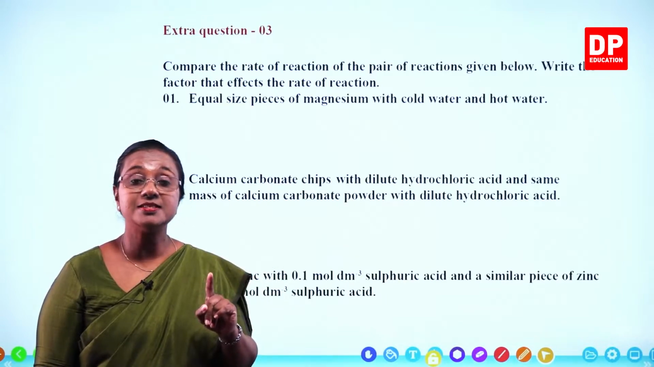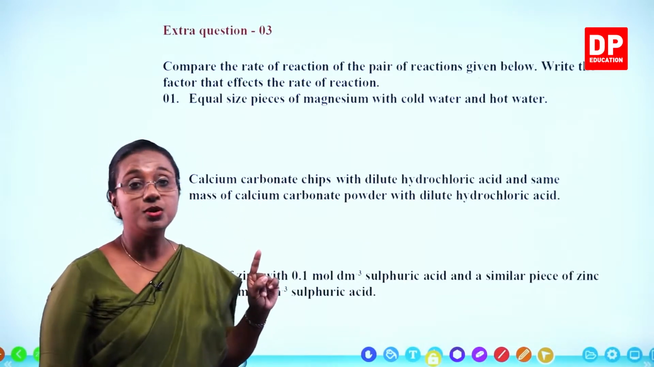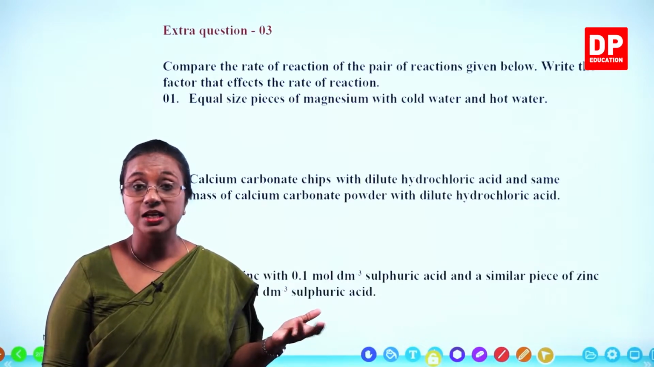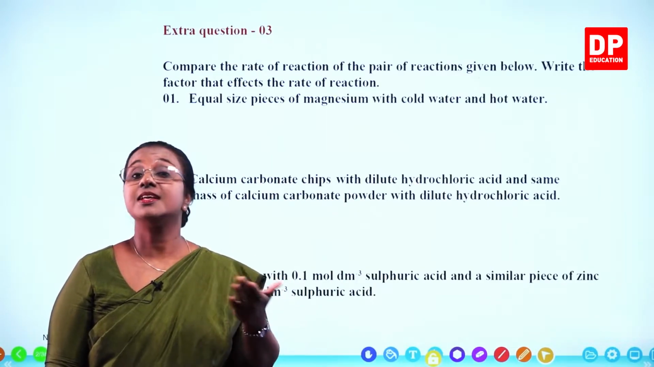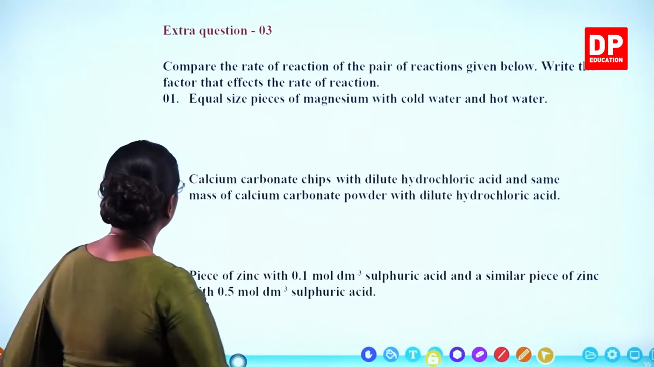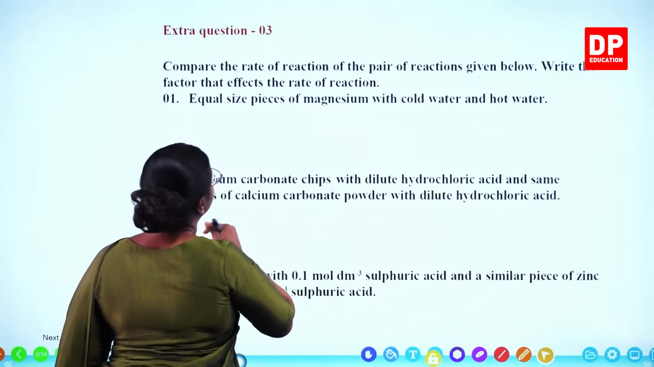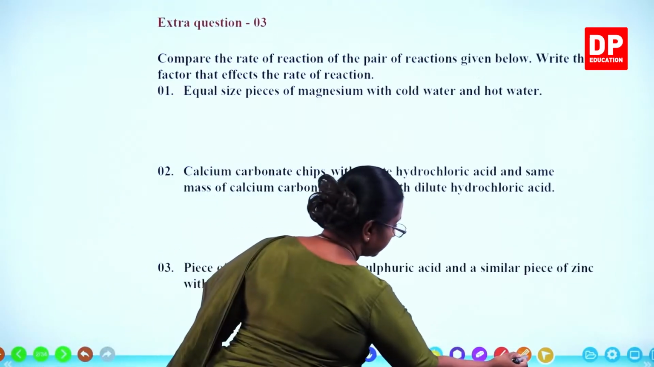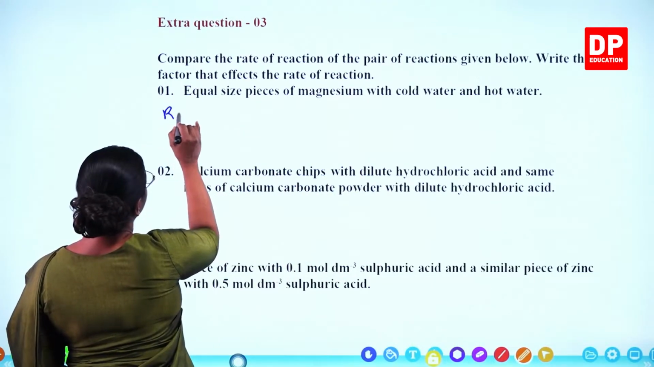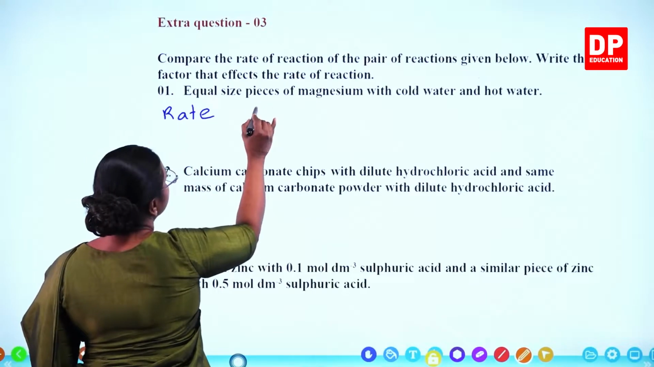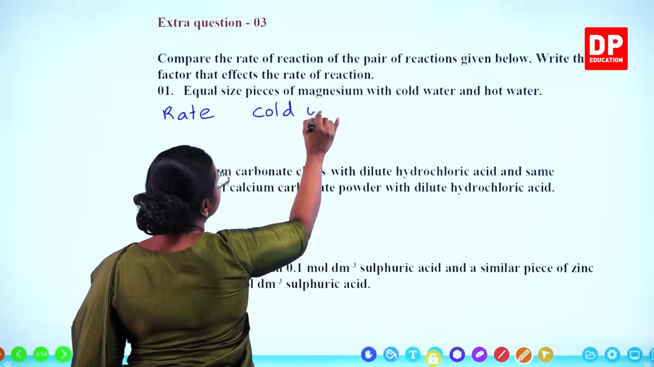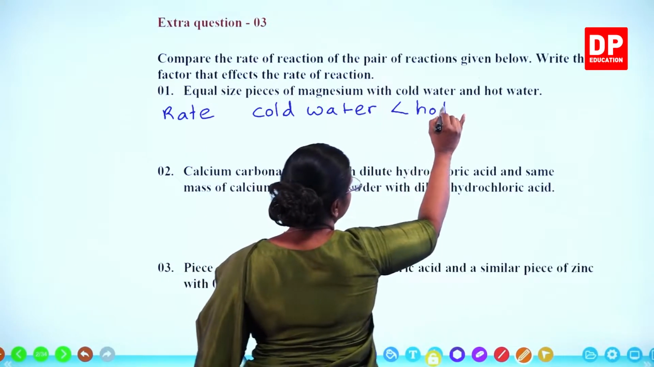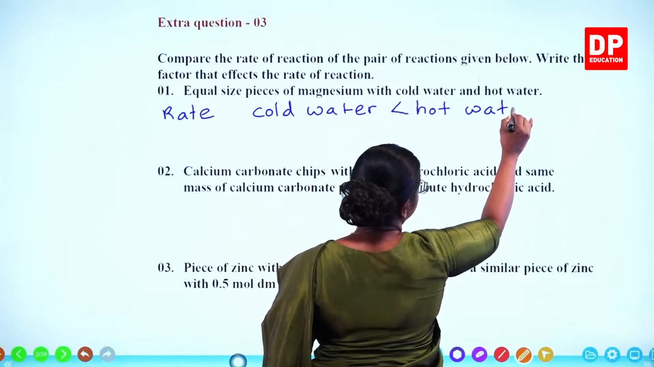The temperature is different. So when it is cold water, temperature is less. When it is hot water, temperature is higher. So when temperature increases, the rate of reaction increases. So they want you to compare the rate. Their rate, we can say cold water is less, hot water is more.